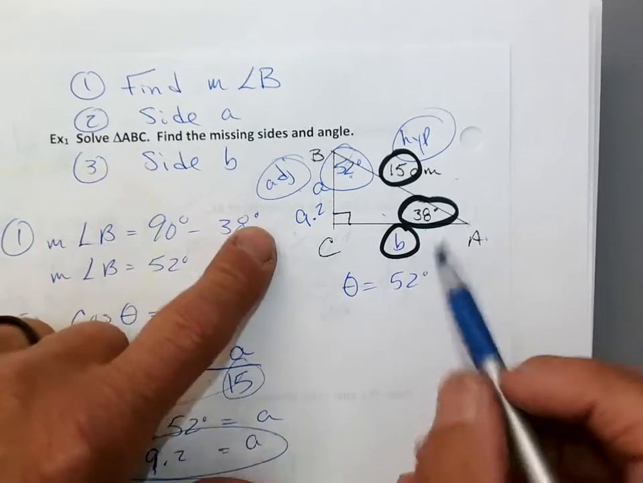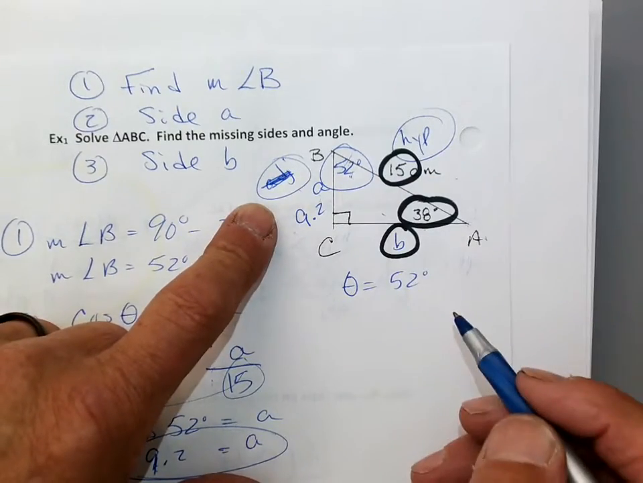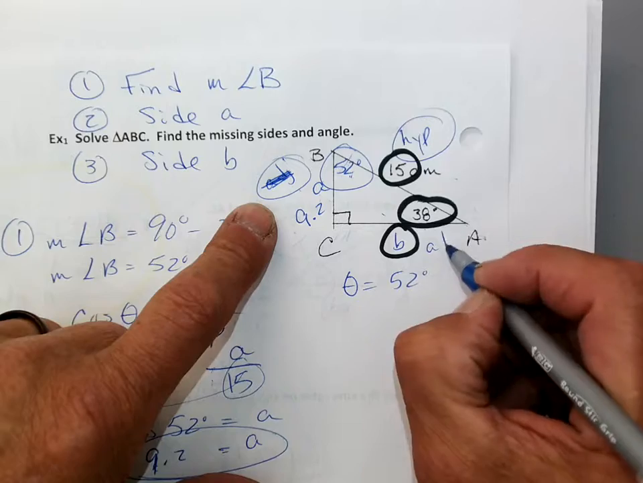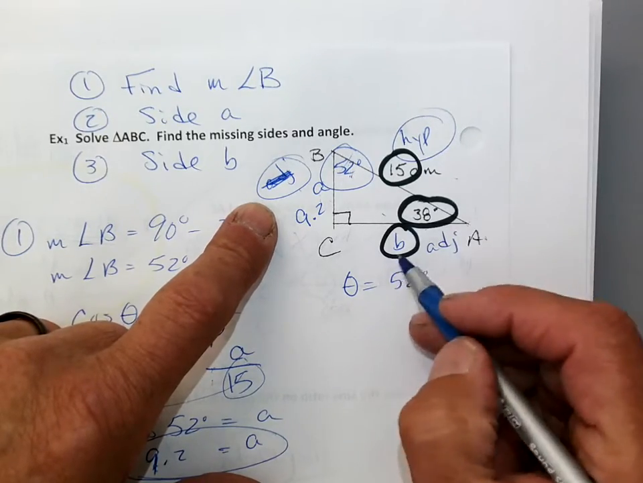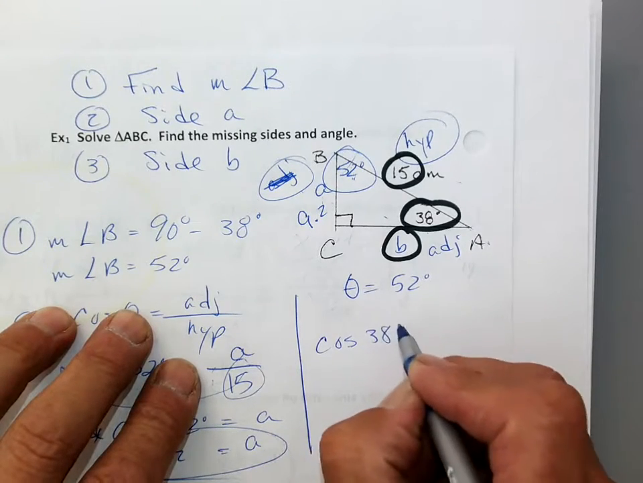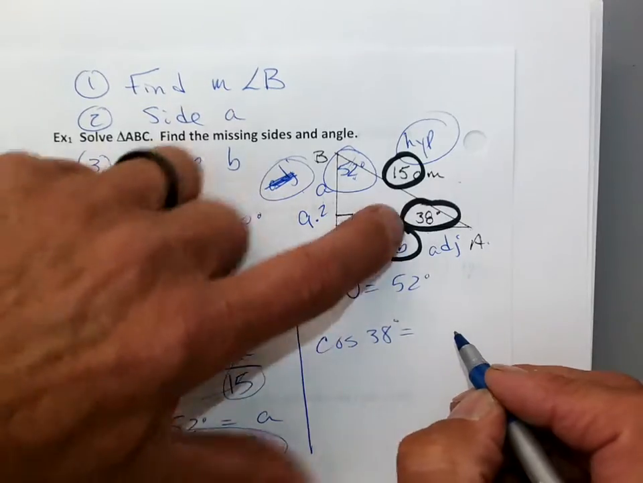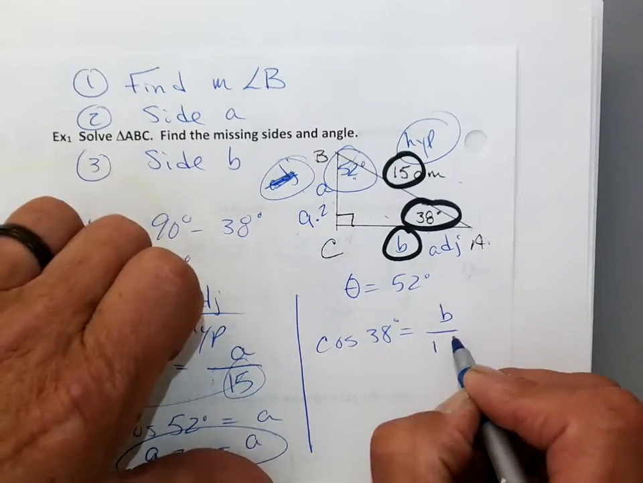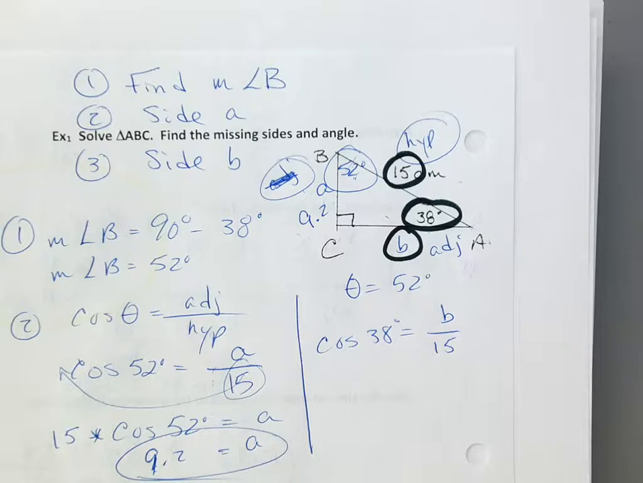So we've got, again in this case, this is no longer my adjacent side. This is my adjacent side because it's next to this angle, right? So let's set it up. I'm going to go cosine of 38 degrees equals my adjacent, which is my B, over my hypotenuse, which is my 15. When Abby picked the other angle, this is no longer the adjacent side. It's the opposite, right? And this is no longer the opposite side. This is now the adjacent side. Nice job, Abby. So then we're just going to multiply by 15, right?